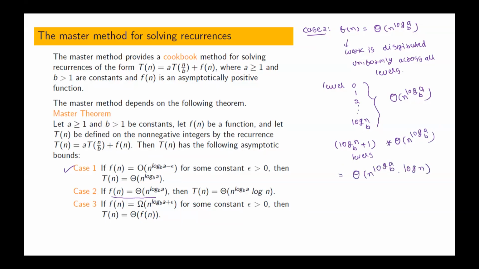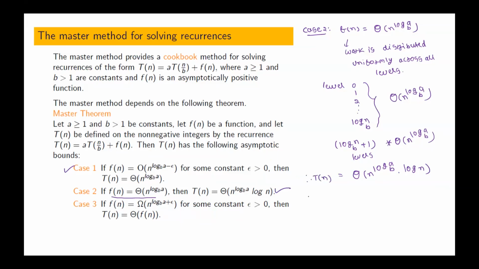Is that correct? In case 2, work is distributed uniformly across all levels. That means each level does n power log a base b amount of work. Total there are log n base b plus 1 levels, so total work done in the recursion tree is n power log a base b into log n. Therefore T of n is this much. That's what is given here.